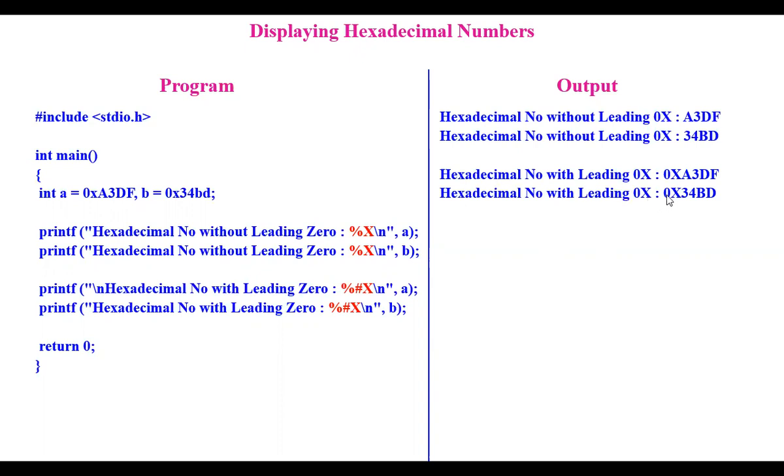And one more thing, if you observe, earlier we used small x, so we got a small x here and all these numbers in small letters. Now, because I have used a capital X, we got a capital X and all these numbers in capital letters. It doesn't matter whether they are written in capital or small letters, but this is the difference. So we have to use %#x only to display hexadecimal numbers. Clear?